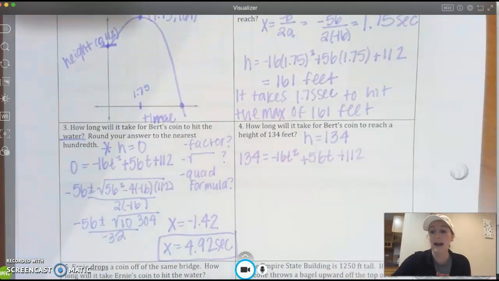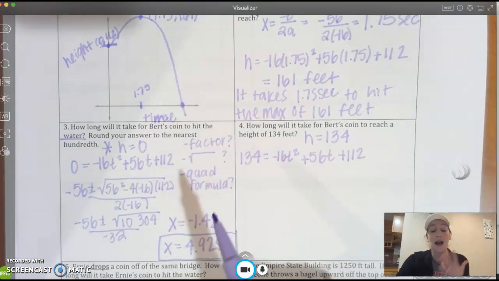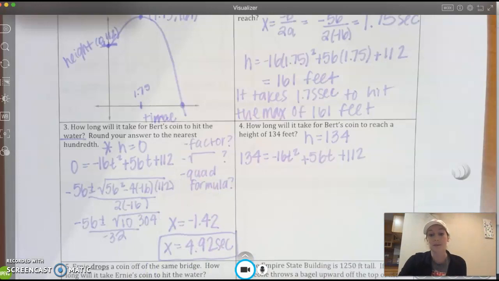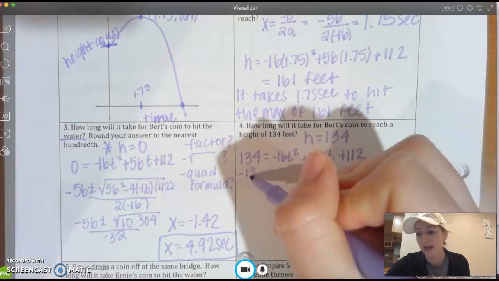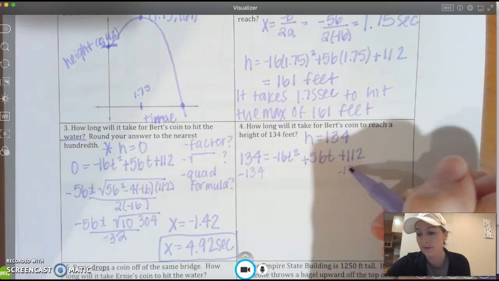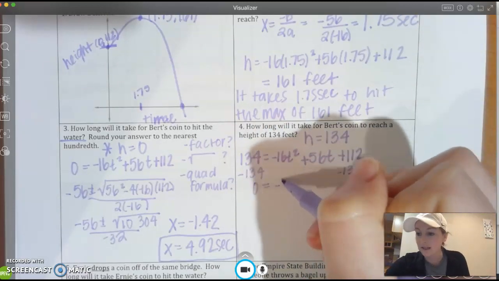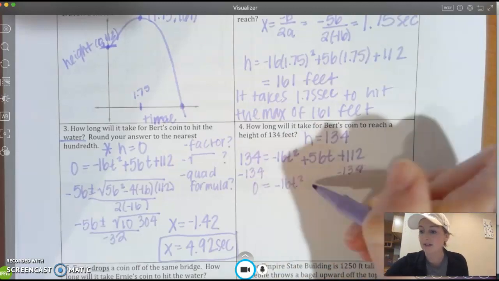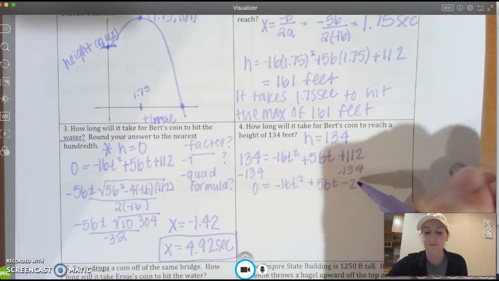Well, before I ask myself the questions over here, factor, square root, and quadratic formula, I need to make sure I put this into standard form, ax squared plus bx plus c. So I'm going to move over 134 to the other side. I'm going to subtract 134 on both sides, so that's in standard form. So I get 0 equals negative 16t squared plus 56t minus 22.